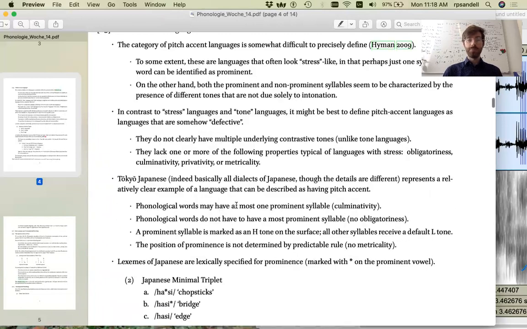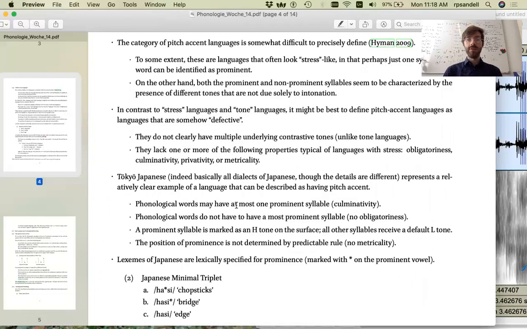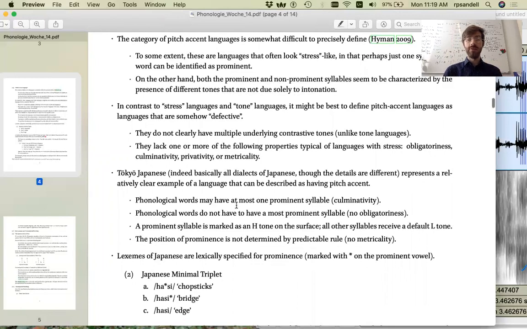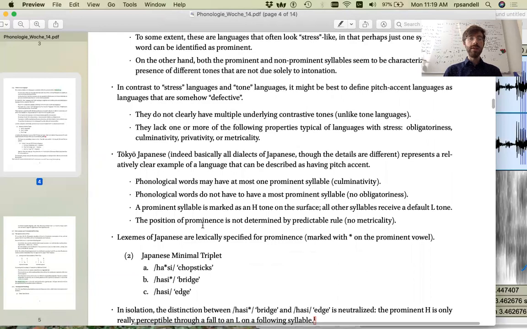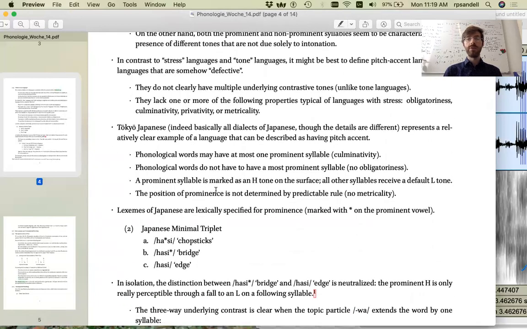Okay, now that we've briefly summarized the distinctions between tone, intonation, and pitch accent languages, in the next two parts of the lecture, we will look first more closely at tone languages and then at intonation languages.